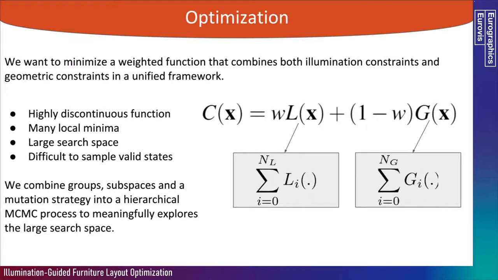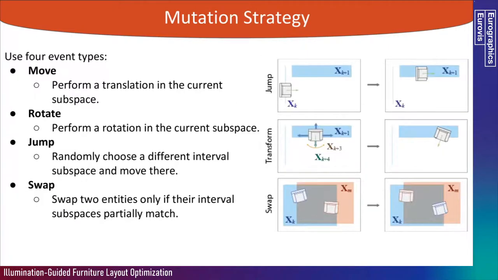We combine groups, subspace intervals, and a mutation strategy into a hierarchical Markov chain Monte Carlo process to meaningfully explore the large search space. Our mutation step uses one of four actions at random. Move and rotate actions generate states in the current subspace. Jump actions randomly choose a different interval subspace of the object and move there. Swap actions exchange the position of two entities only if their interval subspaces partially match.